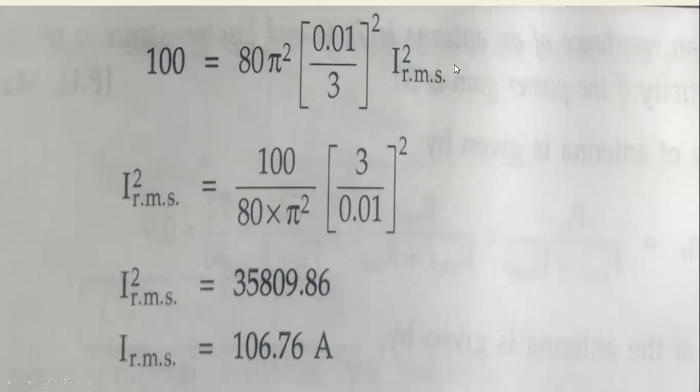Taking I RMS square to one side, we get 100 divided by 80 pi square times (3 divided by 0.01) whole square. In this way you can calculate the final I RMS value, which is 106.76 ampere. That is the radiated current we were finding.